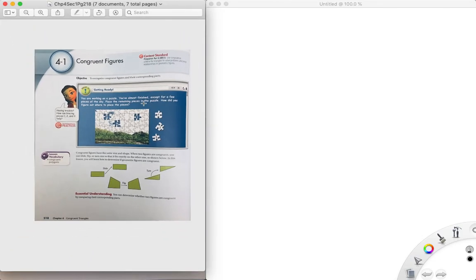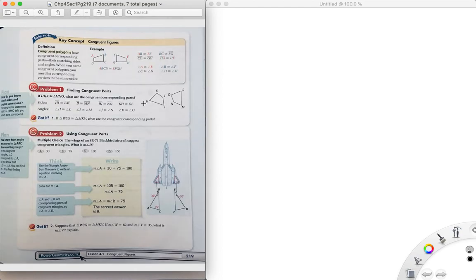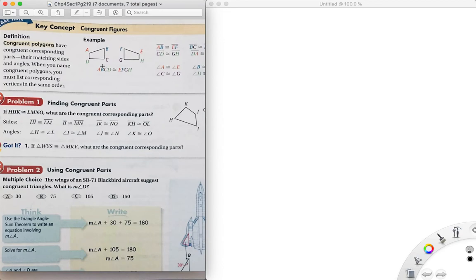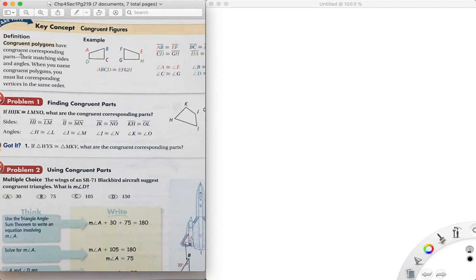In order to prove figures congruent or polygons congruent, we have something called the definition of congruent polygons or congruent figures. And here's what it says. Congruent polygons have congruent corresponding parts, their matching sides and angles. When you name congruent polygons, you must list the corresponding vertices in that same order. Okay, so what does that mean?